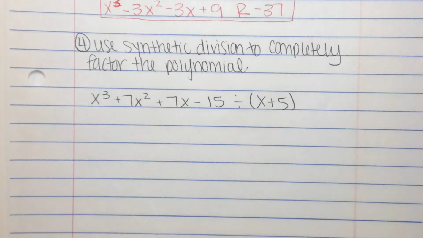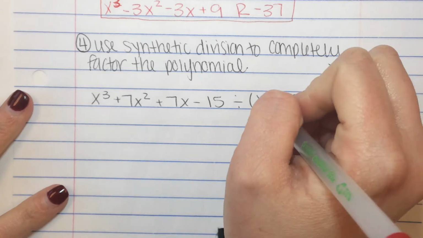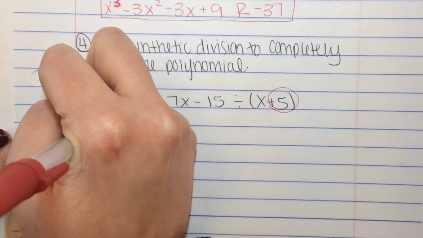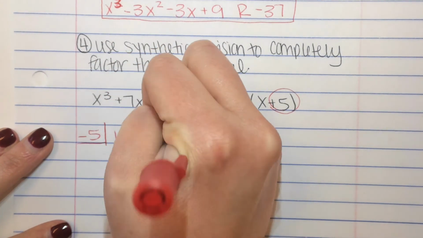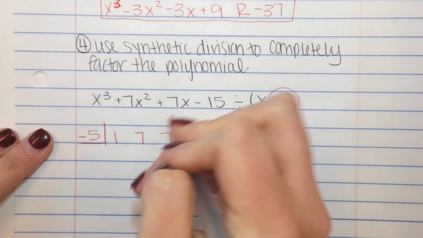Okay, here's example number 4. Our instructions are a little bit different. It says use synthetic division to completely factor the polynomial. So that means we're going to factor this polynomial. So when we divide, we should get a remainder of 0, making the 2 resulting polynomials factors. And then we're going to see if we can factor it even farther. Okay, so we're going to start out the same way. The opposite of that is negative 5. Okay, our coefficients, 1, 7, 7, negative 15.